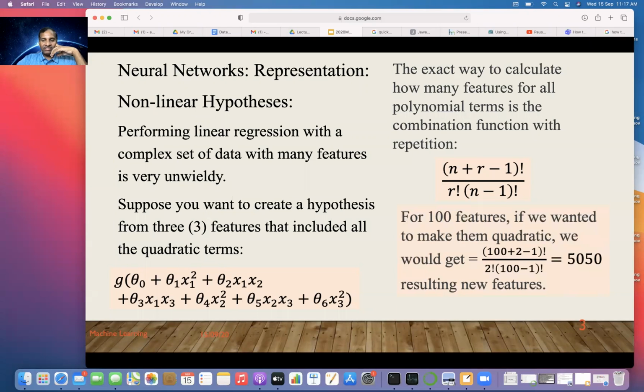For 100 features, if we wanted to make them quadratic, we would get 5050 resulting new features only for second order terms. Remember, if you want to introduce nonlinear terms up to second order, then our multivariable regression will become one with 5050 variables, meaning that many columns will come. So it becomes more complex now. You may not have that many data points, but you will have that many features. Whenever you have fewer data points than the number of features, it will become overfitting, remember.